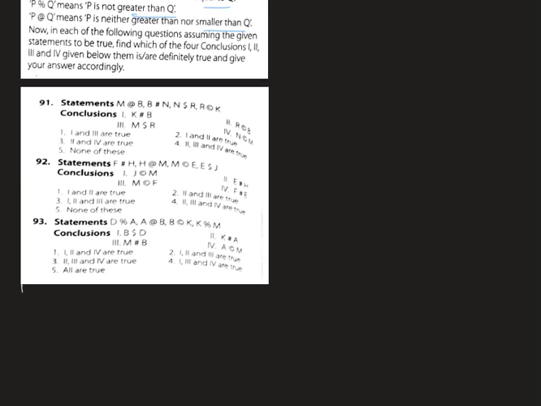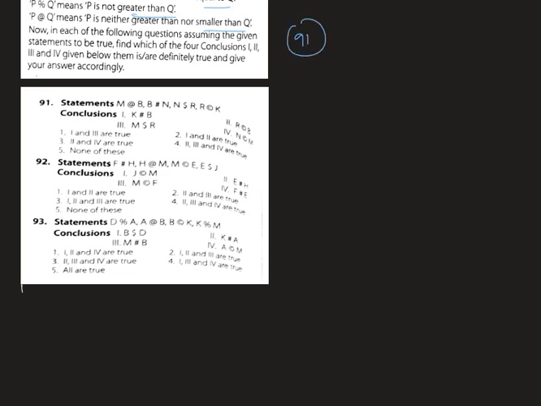P hashtag Q means P is neither smaller than nor equal to Q. P percentage Q means P is not greater than Q. P at the rate Q means P is neither greater than nor smaller than Q. Now, in each of the following questions, assuming the given statements to be true, find which of the four conclusions 1, 2, 3, and 4 given below them is or are definitely true and give your answer accordingly. We are given some statements and correspondingly some conclusions, and we need to find whether the conclusions are true or not based on the statements.